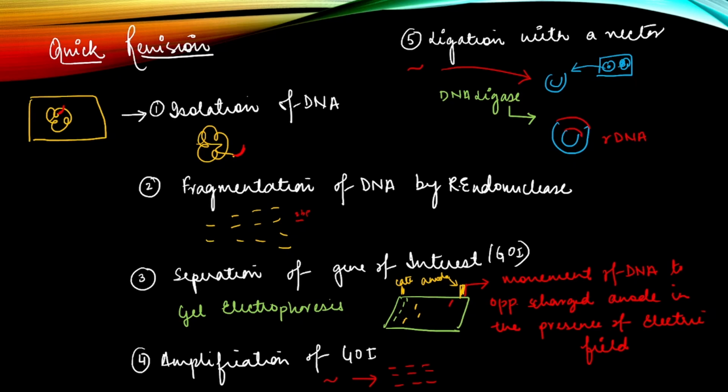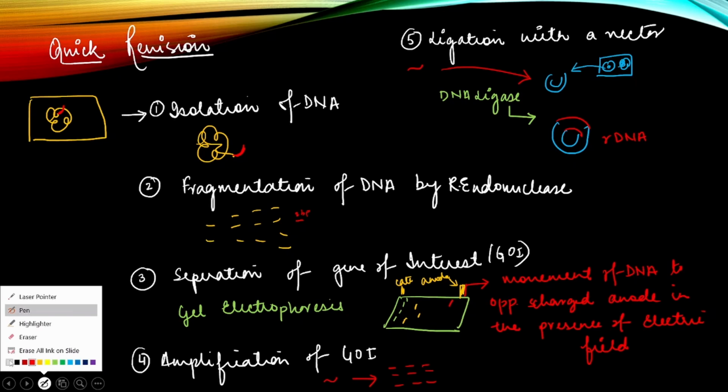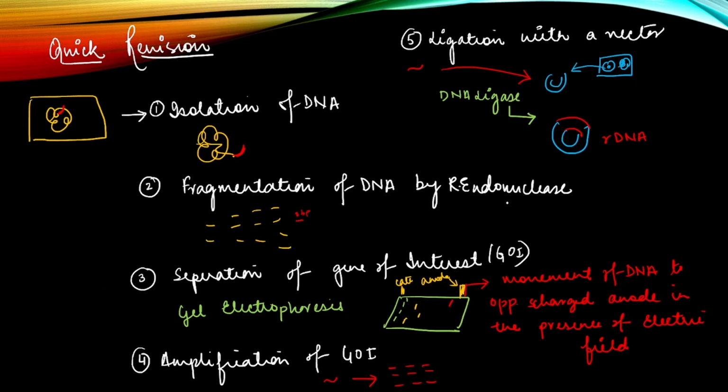Right? Now here I have inserted this with a vector. Now this is my recombinant DNA. Now what do I have to do? I have to insert it. Yes, transfer it into the host cell. Now I will transfer this recombinant DNA into the host cell.